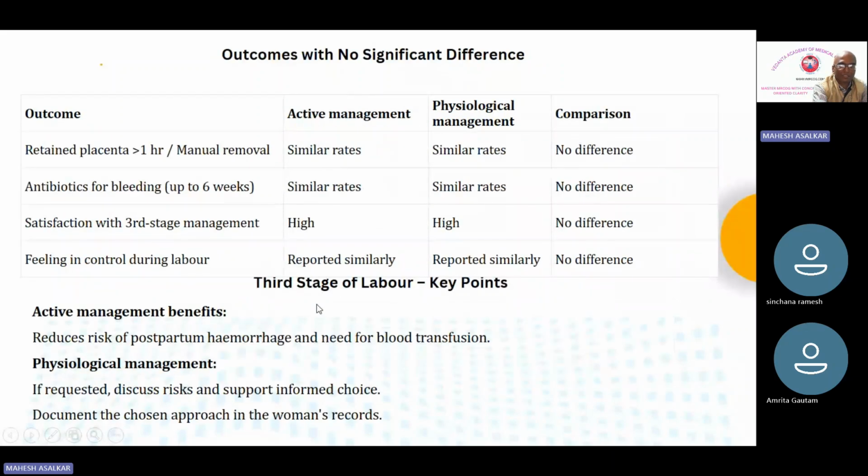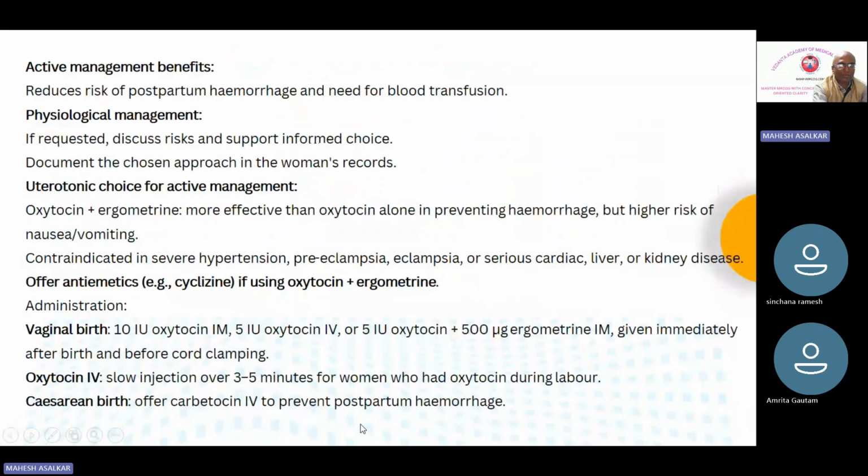Then third stage of the labor, active management benefits: reduces the risk of PPH and need for blood transfusion. Physiological management, if requested, discuss the risk and support informed choice. Document the chosen approach in the woman's record. Now, what are the active management benefits? It reduces the risk of postpartum hemorrhage and the need for blood transfusion.